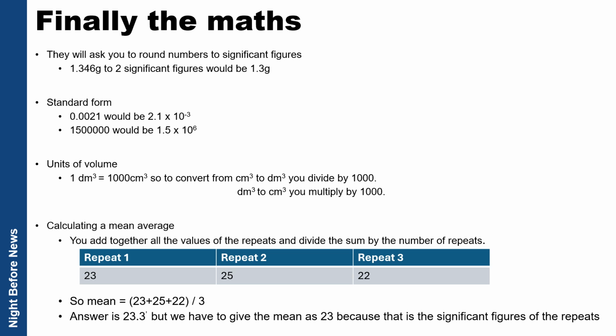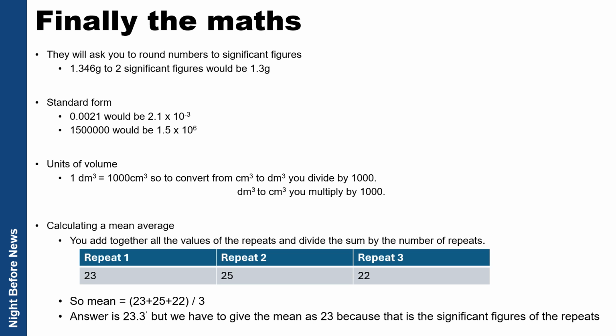Units are very important. So in chemistry paper 1, volumes are really key. So decimeters cubed and centimeters cubed, you need to be able to convert between them. So 1 decimeter cubed is actually 1,000 centimeters cubed. So to convert from centimeters cubed to decimeters cubed, you would divide by 1,000. And to convert from a decimeter cubed to a centimeter cubed, you would need to multiply by 1,000.